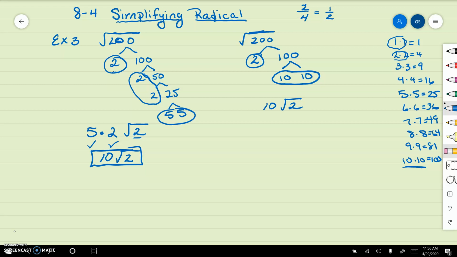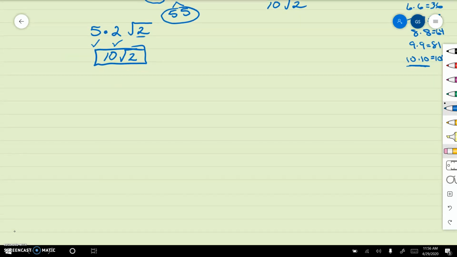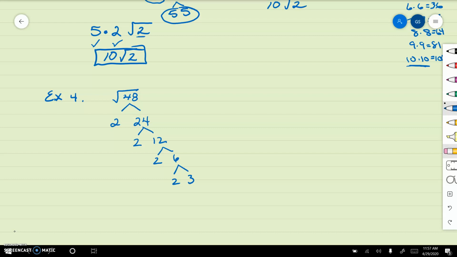Let me see. I'm going to do one more problem. I'll just move this down. Let's see. Example 4. Okay. Square root of 48. Again, it's an even number. 2 times 24. Okay, now I could divide by 2, or I could divide by 4. Let's just break it down by 2. This one I think most people would just break down by 2. So this is 2 times 12. 2 times 6 equals 12. 2 times 3 equals 6.